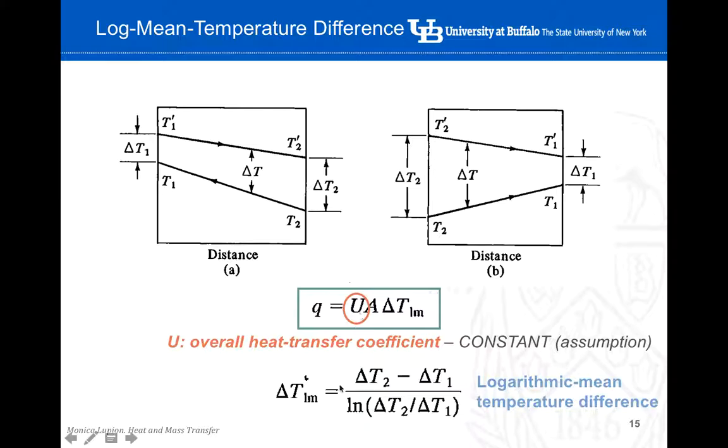Since we need basically the 1, 2, 3, 4 temperatures, this methodology normally applies when we know at least 3 temperatures. If we only know 2 temperatures, either the inlet or the outlet, then it's better if we apply another methodology, not this one, as we will see in a minute.